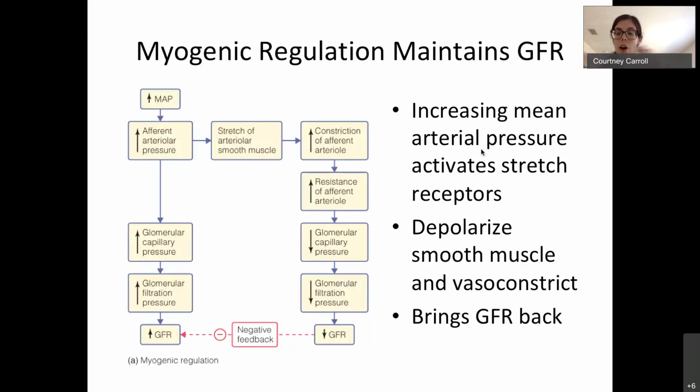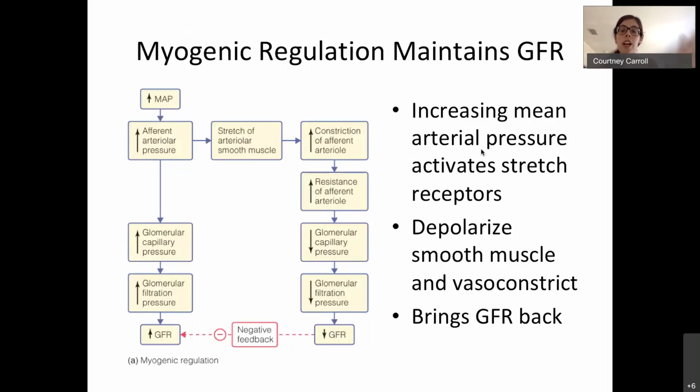If you think about that hose again, if you squeeze the hose before it gets to the filter, you're not going to let as much stuff through it. You're decreasing the amount of stuff that can approach that filter, so you're going to bring your GFR back to baseline. And this is again via that smooth muscle, that vasoconstriction. This is a negative feedback, so that fall in GFR will then shut off and return the arteriole back to its baseline.